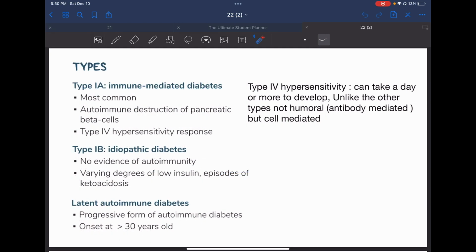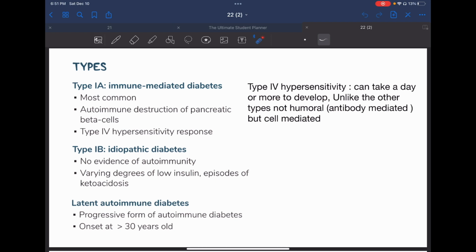We have different types of diabetes type 1: type 1A, 1B, and latent. In type 1A, it's immune-mediated diabetes. So it's the autoimmune destruction of pancreatic beta cells, which produce the insulin. So the body attacks the beta cells. It's an autoimmune destruction, and it's the most common one. It's a type 4 hypersensitivity response. What is type 4 hypersensitivity? It's when the hypersensitivity is cell mediated, not humoral.